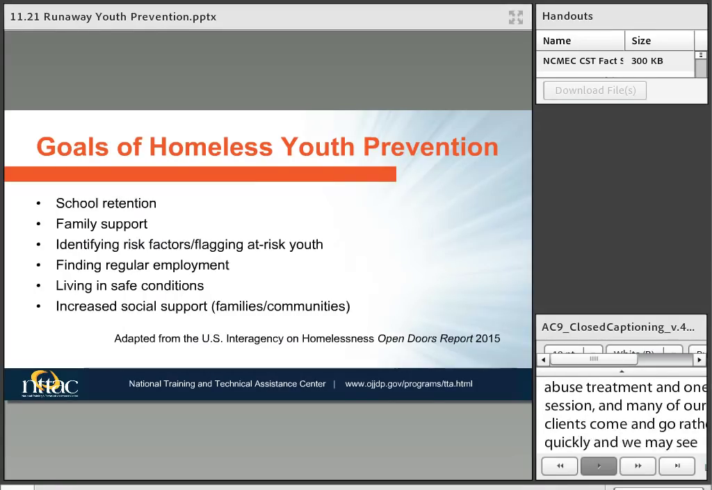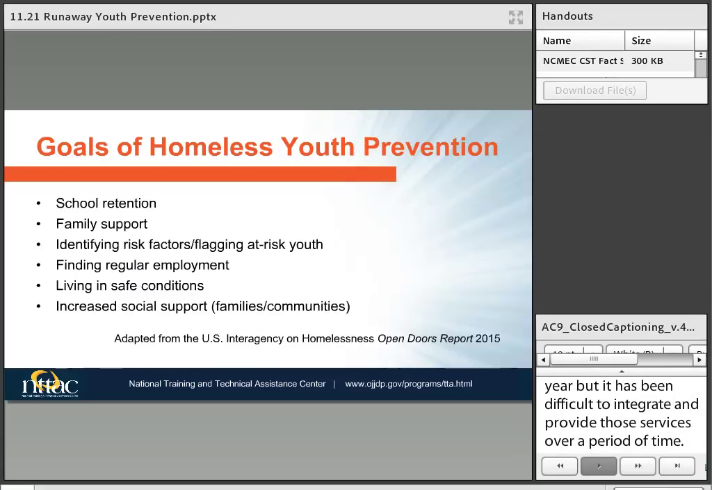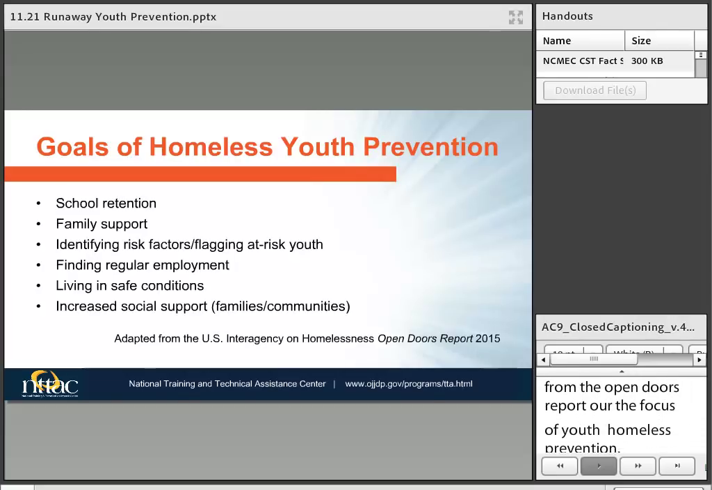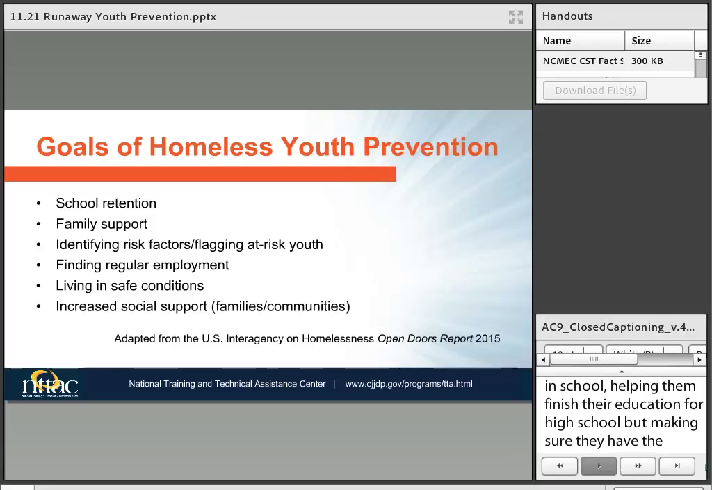So the goals of homeless youth prevention overall from the U.S. Interagency Council on Homelessness Open Doors report are the focus of youth homeless prevention. Those include keeping kids in school, helping them finish their education for high school, so it's GEDs, but making sure that they have the supports that they need to stay in those education settings, creating and developing some sort of family support, whether it's through family finding or doing family therapy or getting families to integrate more with the supports of that youth.